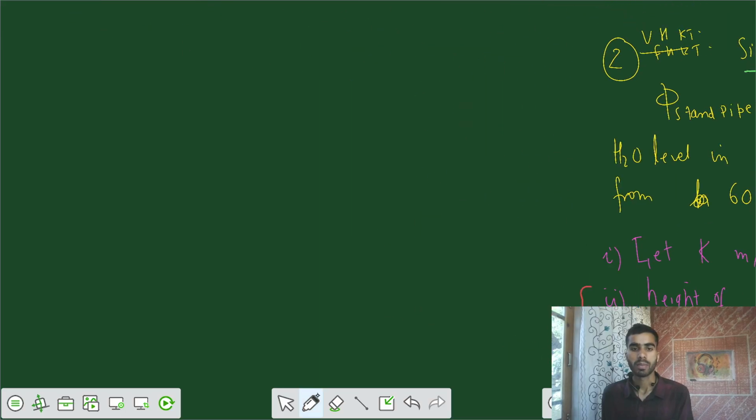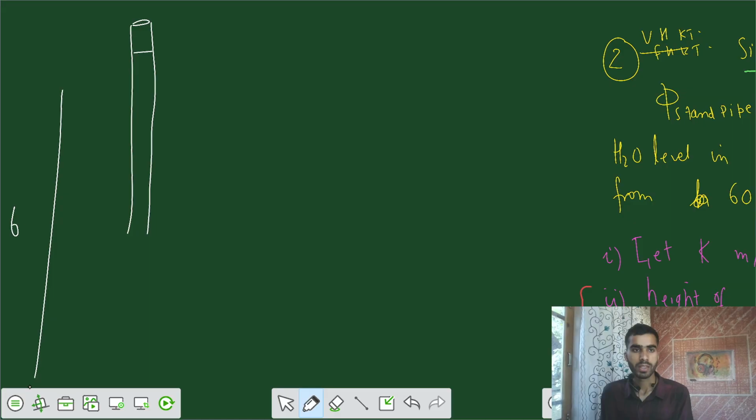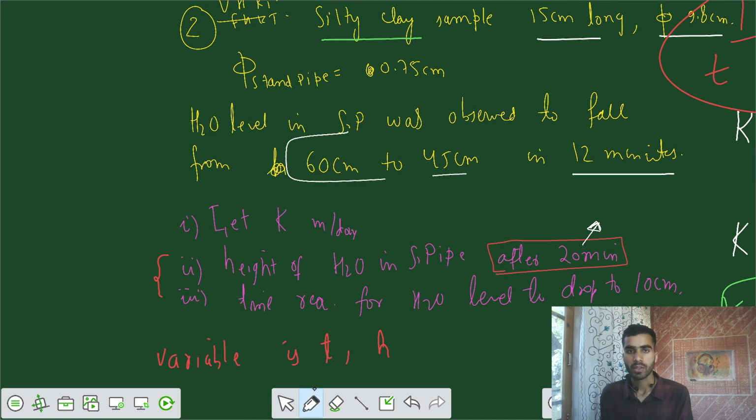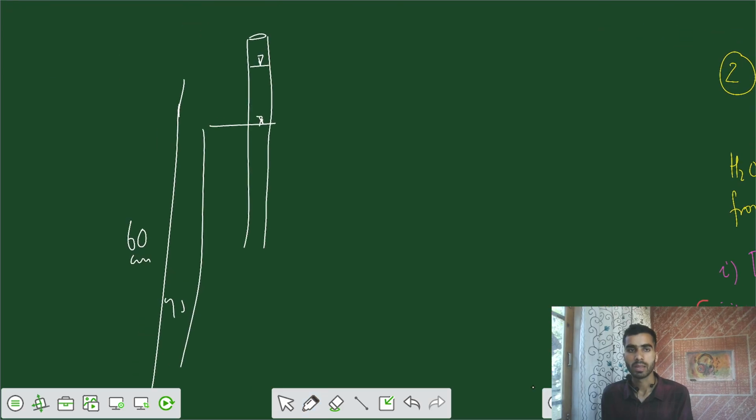Let's see the diagram. This was your standpipe. Initially the height was 60 centimeters. After that it has reached 45 centimeters, in a time interval of how much? That was given to us, in 12 minutes. This fall is in 12 minutes.